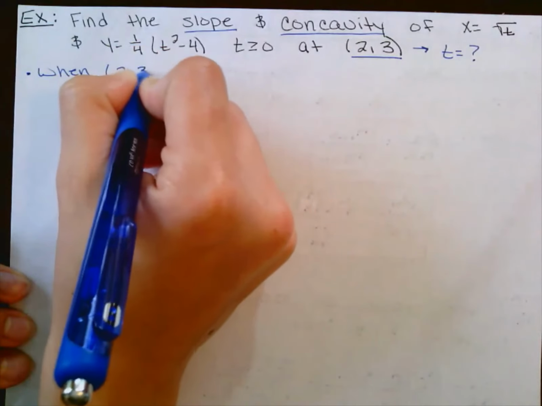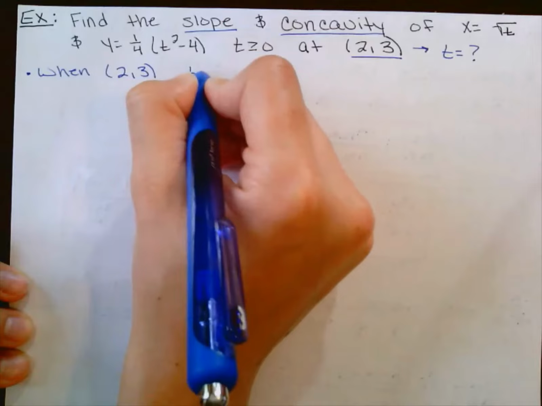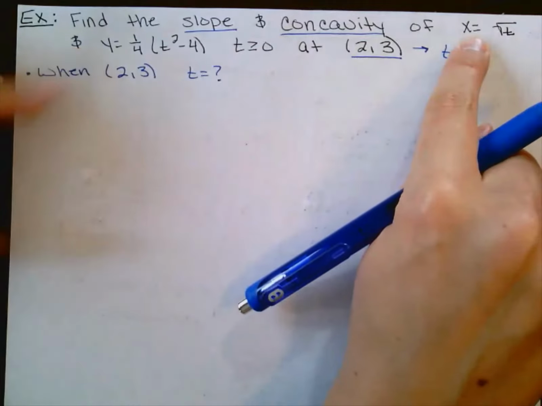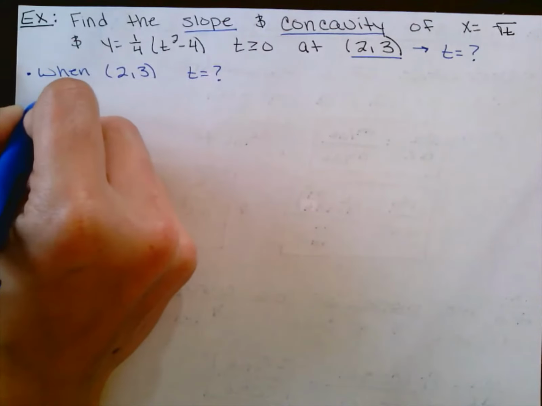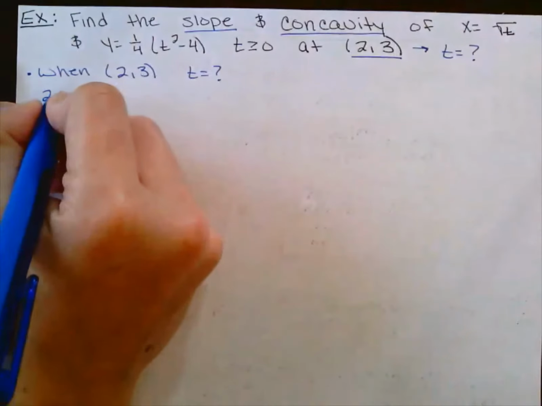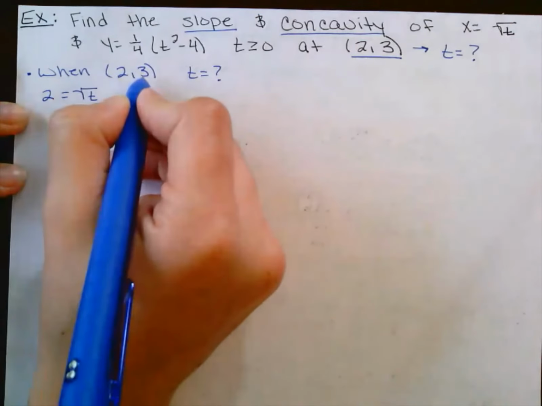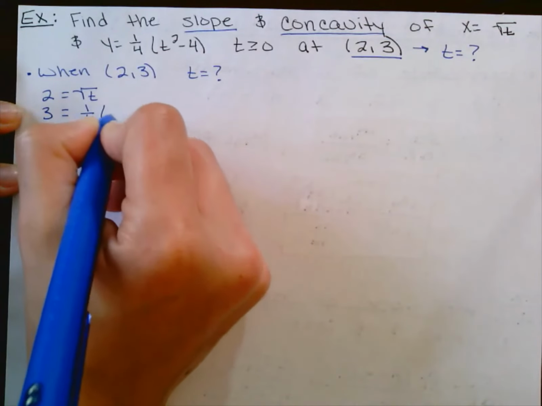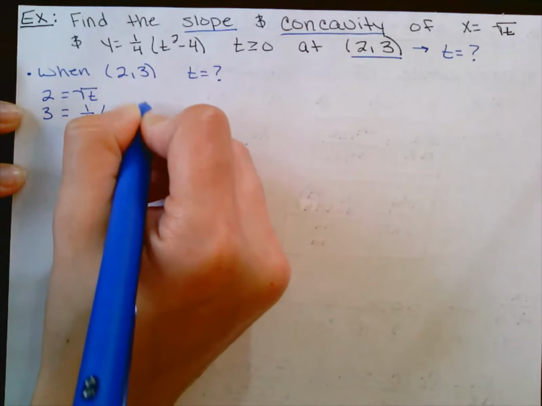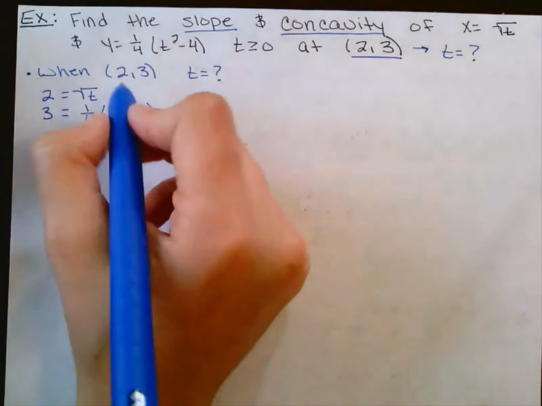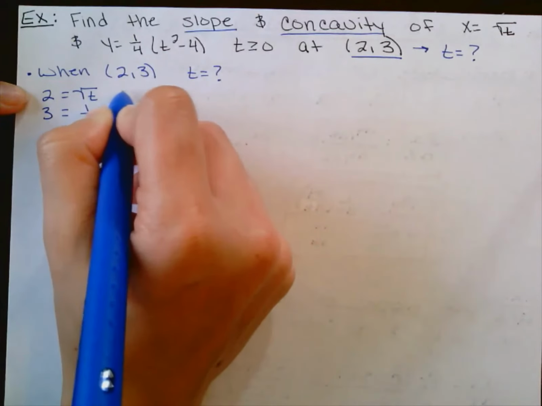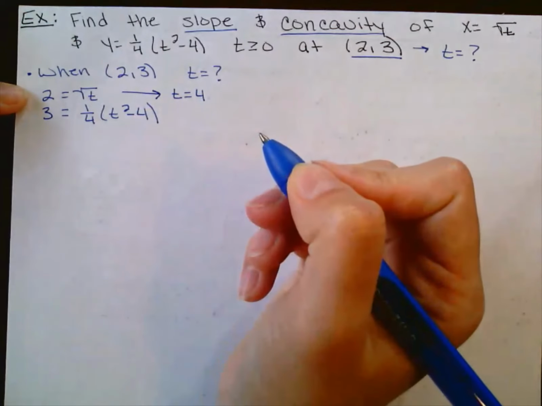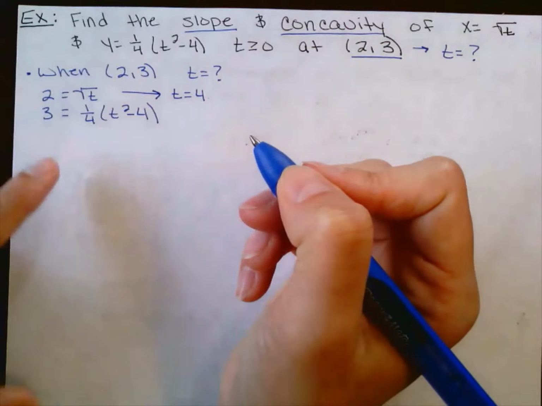When I'm at 2, 3, what is my t? Okay, well, let's plug that x and y into these equations. I can say if 2 is x, then 2 should equal square root of t. And if 3 is y, then 3 should equal 1/4 t squared minus 4. Okay? I think the easiest one to figure out is using the x value. I can isolate that t by squaring both sides and say that t must be 4. Okay? If that's true, it should be able to work here as well.